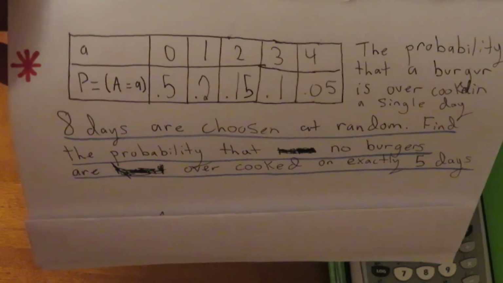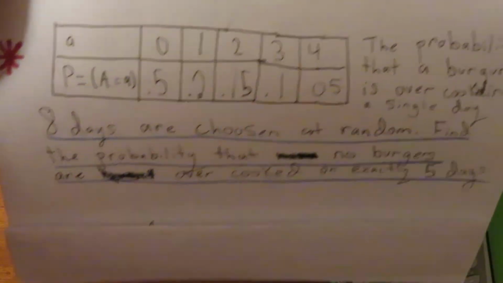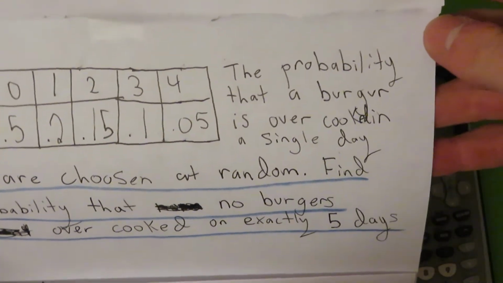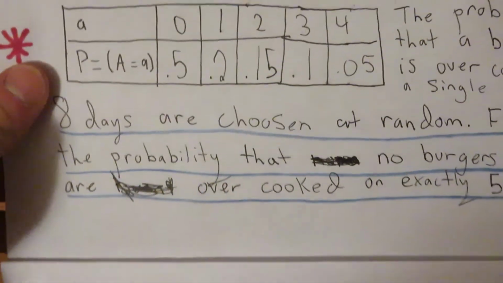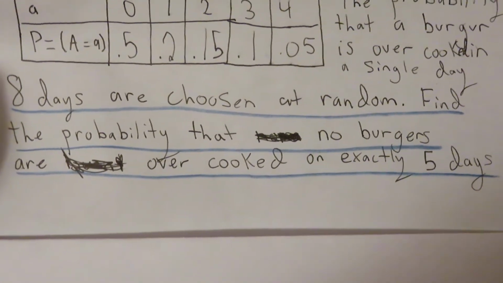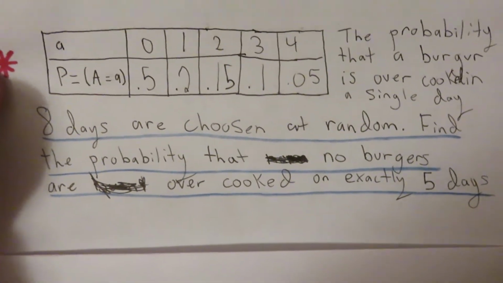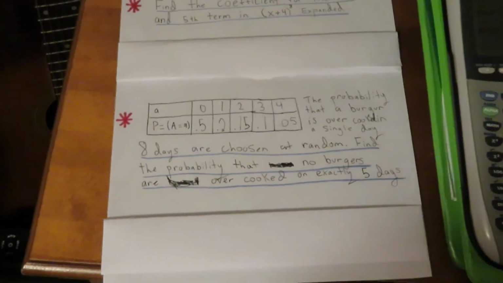And then the second one, there's your table of the probabilities of those numbers happening. And the probability of a burger being overcooked on a single day is these. And then 8 days are chosen at random. Find the probability that no burgers are overcooked on exactly 5 days. Okay, so pause the video here, and I am going to reveal the answers. So pause the video and answer them.